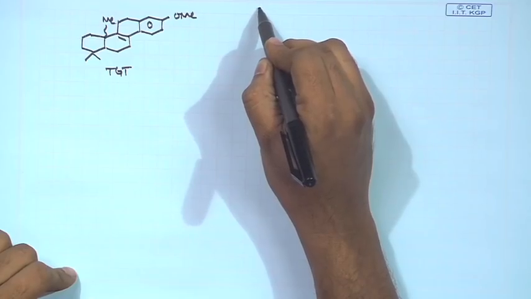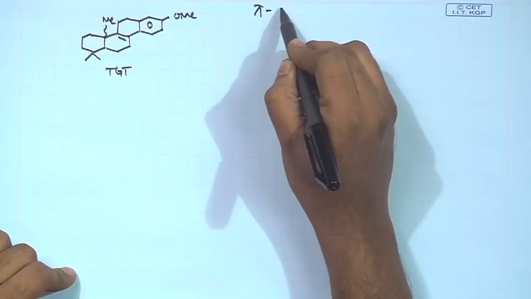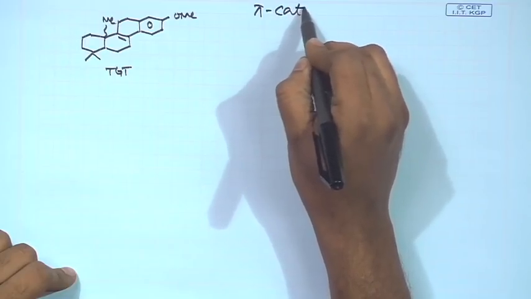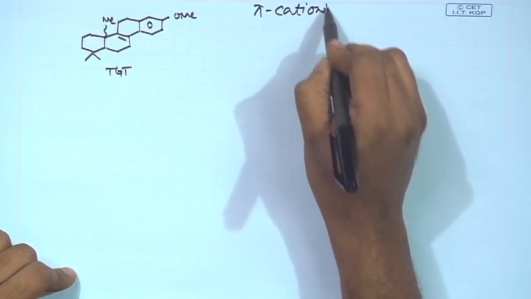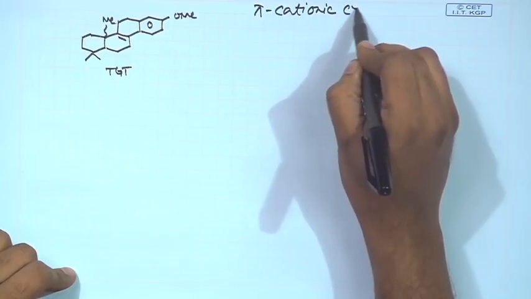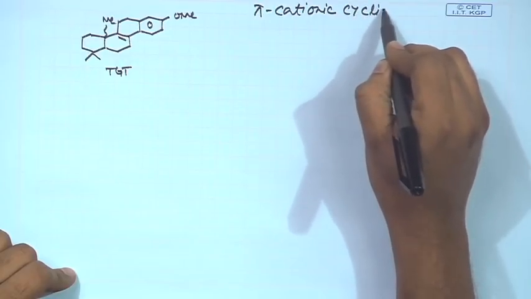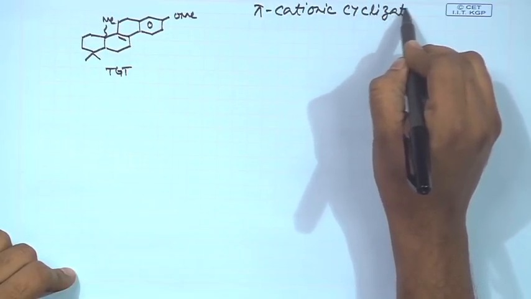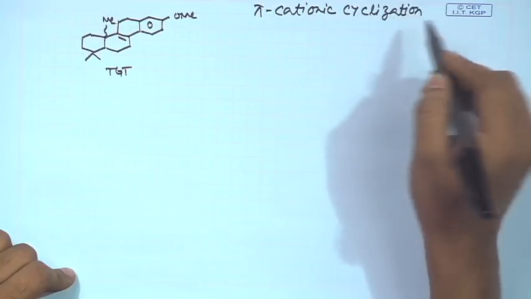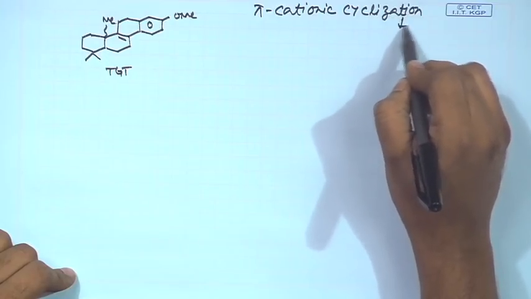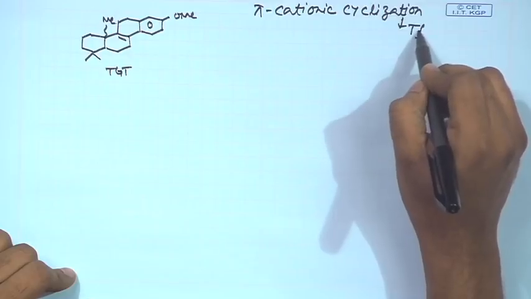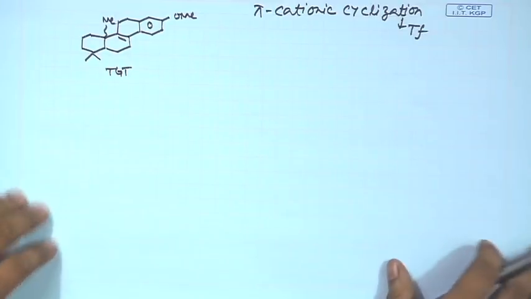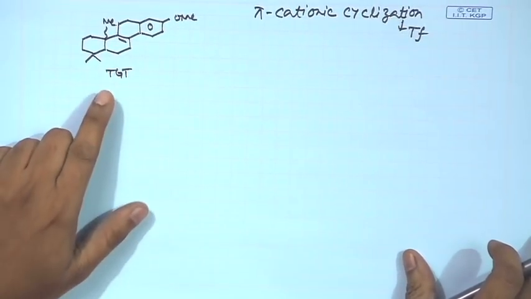So, welcome back students. This lecture we will be talking about a very novel transformation named pi-cationic cyclization. It is not a name reaction, but it is a very useful transformation. You can call it a very important transformation. And as you can see, we have given a target molecule.